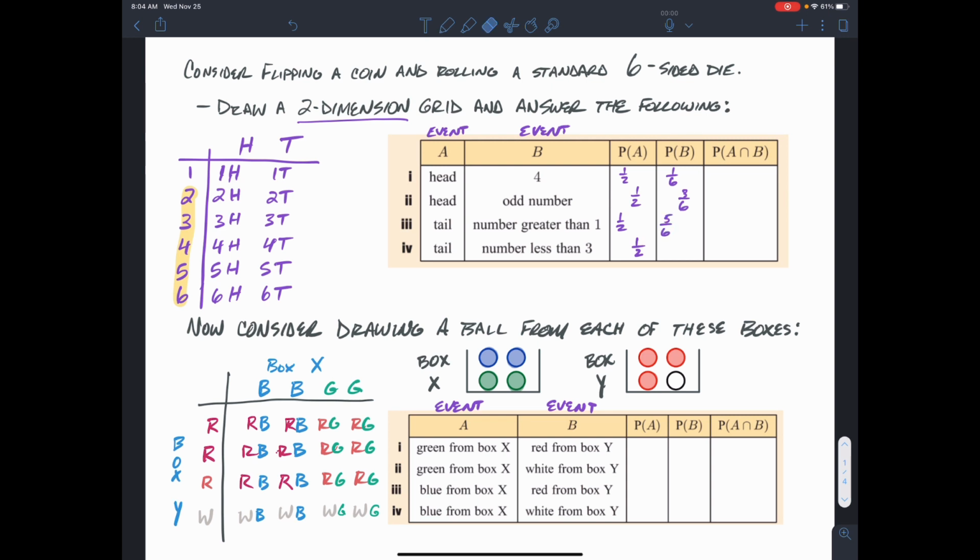And then lastly, the number less than 3. Number less than 3, so that's going to be 1 and 2. Again, not less than or equal to 3, just less than 3. So 2 out of 6.